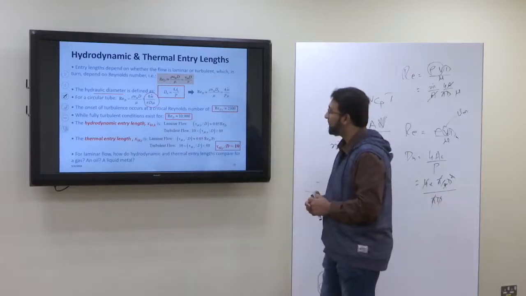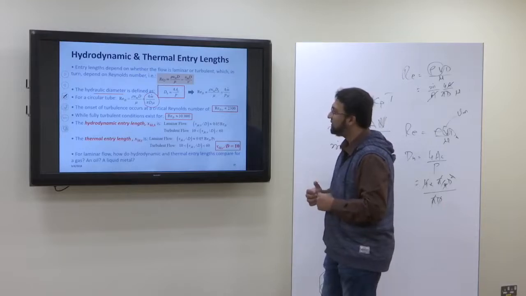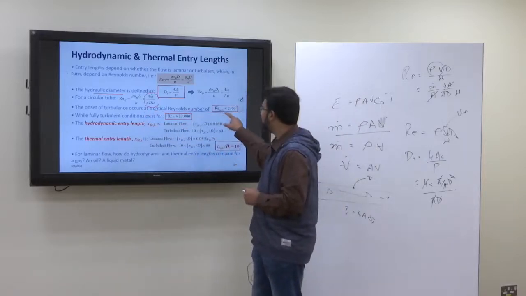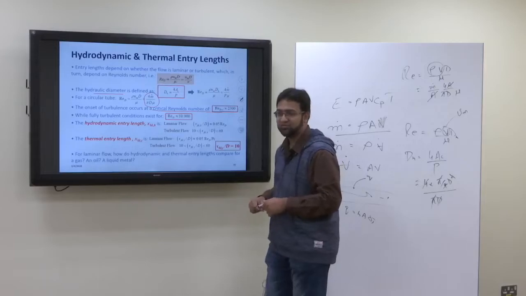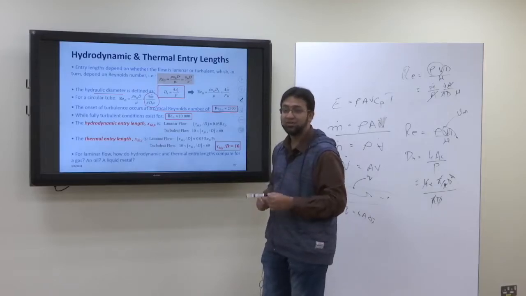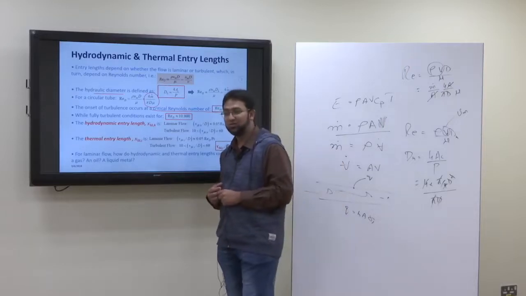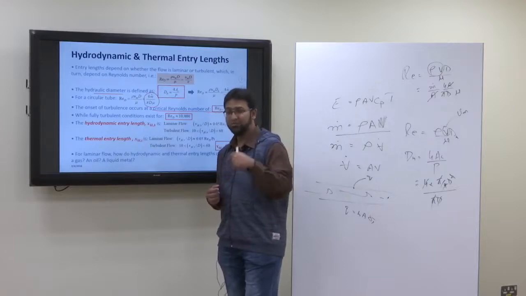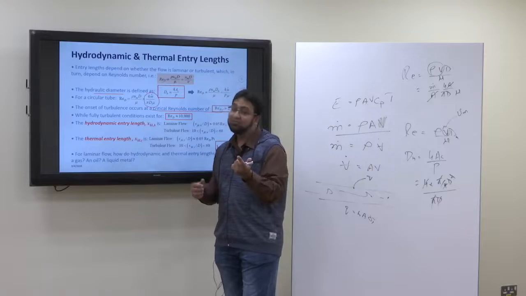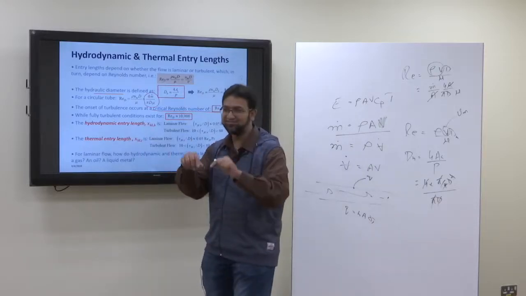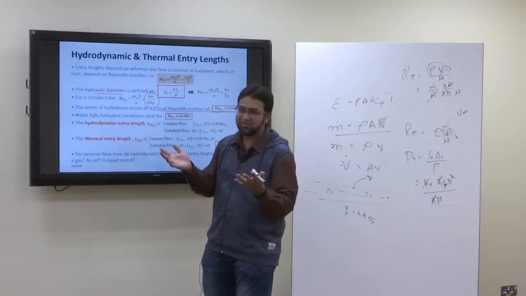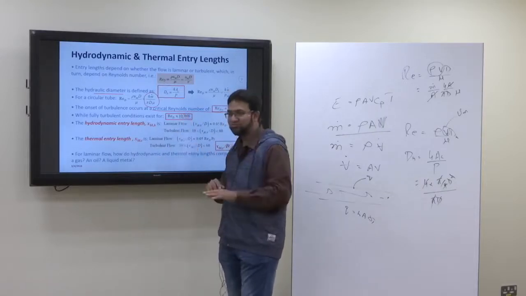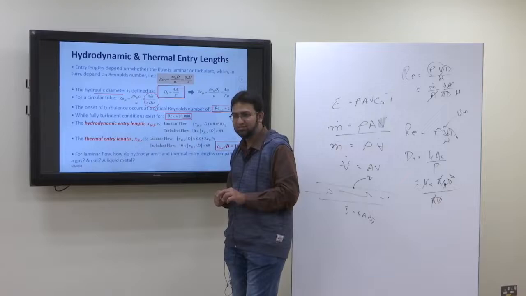In internal flows, the onset of turbulence occurs at a critical Reynolds number of 2300. Below 2300 it will be laminar. After 2300, turbulence will start to occur. So consider it a transition point. At around Reynolds number 10,000, the flow is fully turbulent. Is it clear?